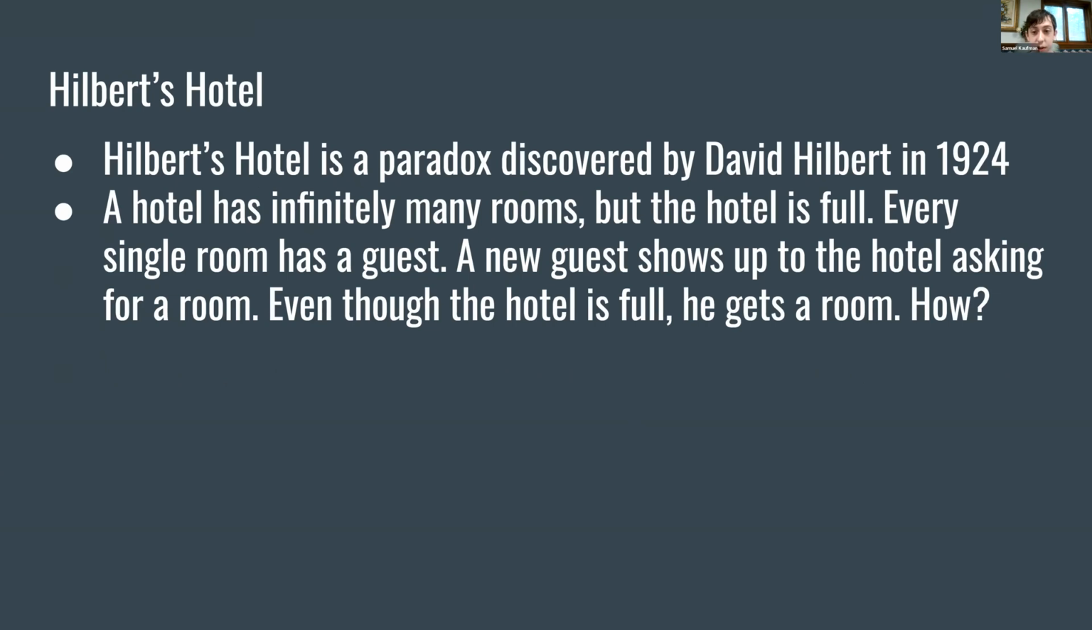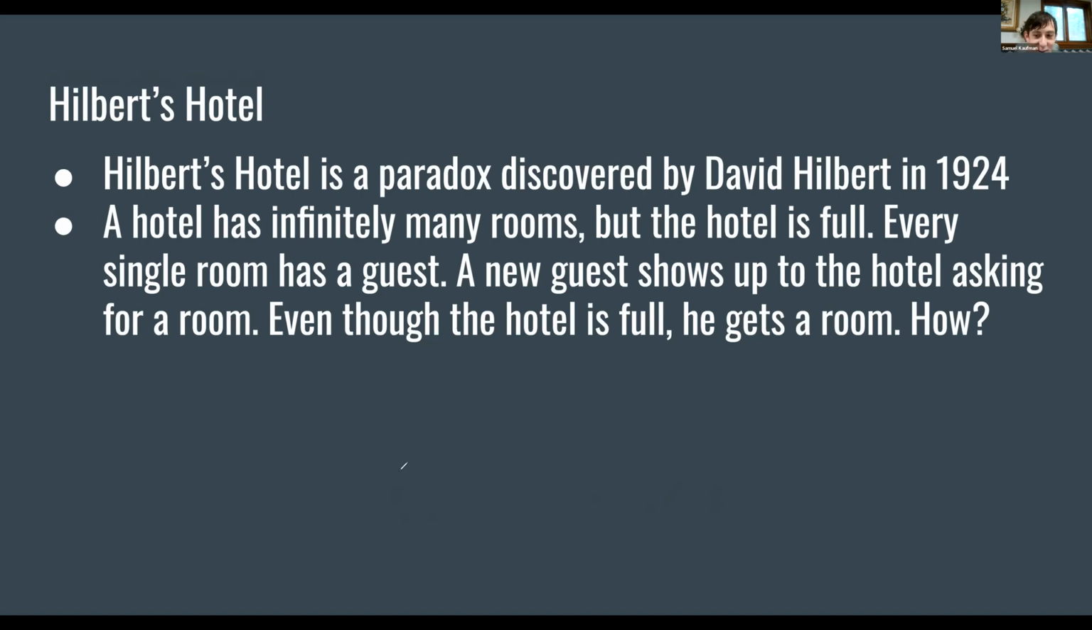Then one night, a new guest shows up to the hotel and asks for a room. And the hotel is full, but the person at the front desk figures out how to get him a room. How does he do this? If any of you have a guess as to how he does it, I'd love to hear it. Two of you said the bathroom. It's not the bathroom. A hint is that he can move other people and rooms around, so he can move people to different rooms.